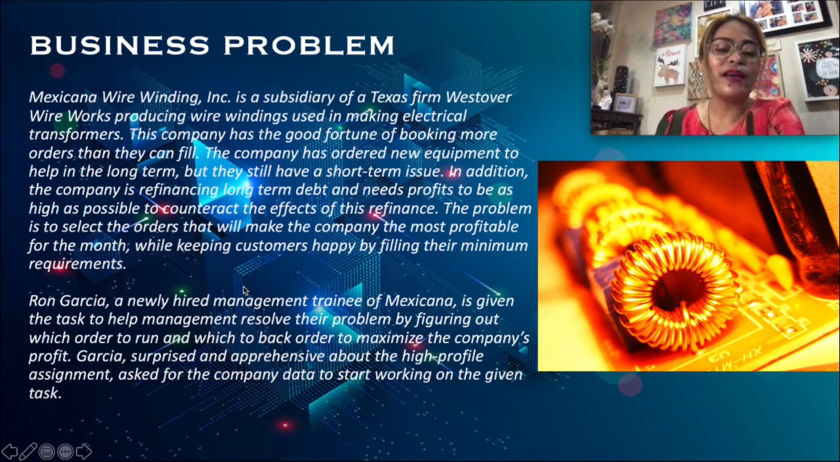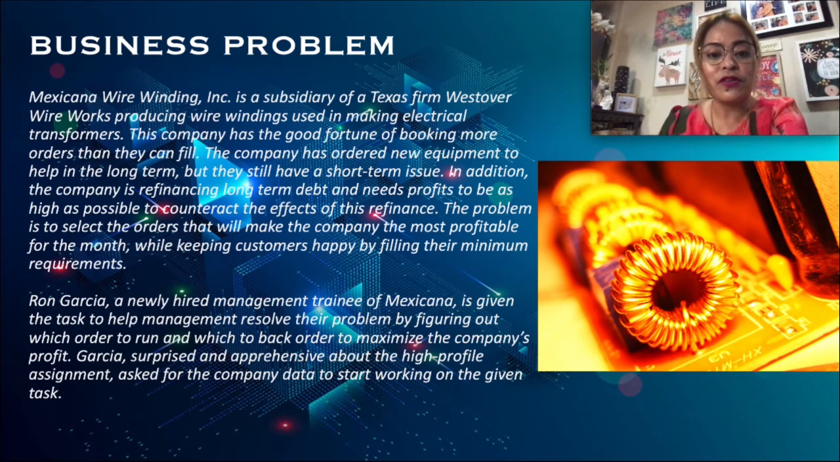Mexicana Wire Winding Incorporated is a subsidiary of a Texas firm, Westover Wire Works, producing wire windings used in making electrical transformers. This problem has a good fortune of booking more orders than they can fill. The company has ordered new equipment to help in the long term, but they still have a short term issue. In addition, the company is refinancing long term debt and needs profits to be as high as possible to counteract the effects of this refinance.